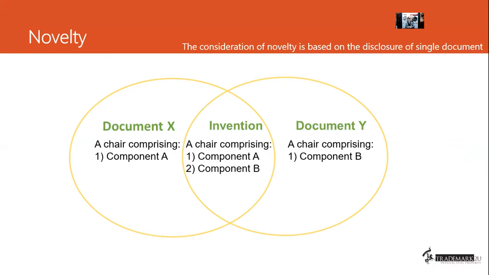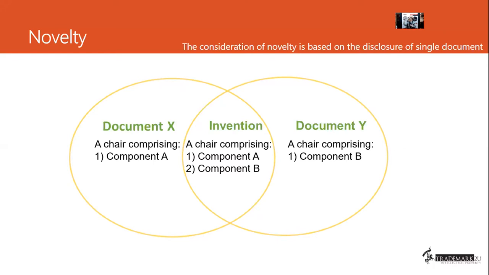How do we consider novelty? Let me give you an example. We have document X, we have document Y, and I am such a smart inventor, a researcher. I read document X and I read document Y. Document X comprises component A, document Y comprises component B. And I mix them together, A and B. I found a way to incorporate components A and B together in a new invention. Is this something novel? Is it something new? Yes, by law, it's new because no one has used it before.